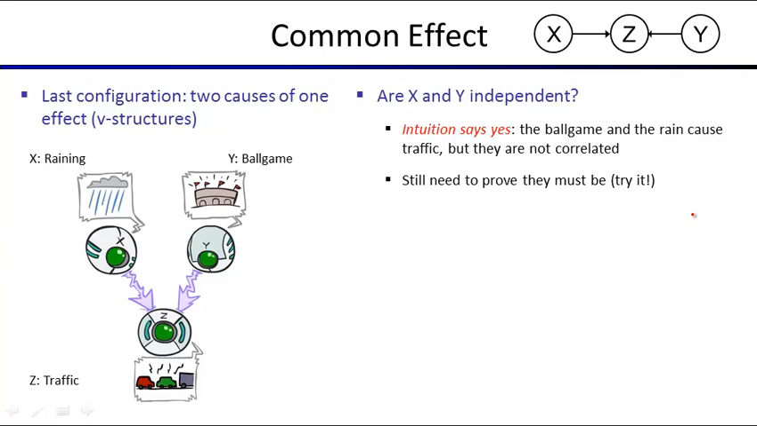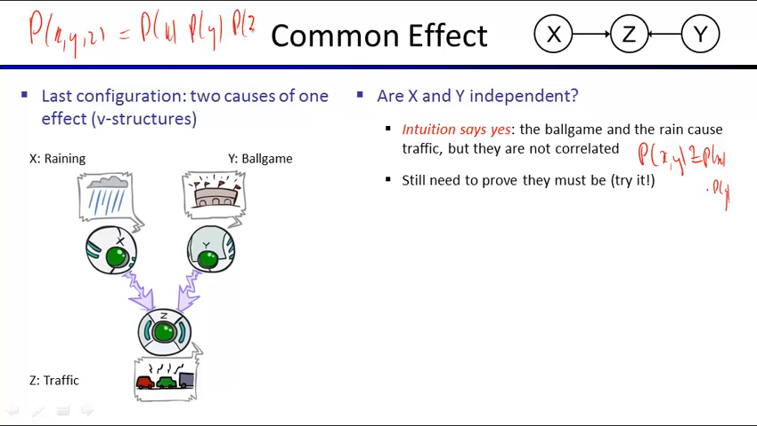How do you prove it? You go through the same kind of math we already did a couple of times. You start with P(x, y), and you somehow need to show that that is equal to P(x) times P(y), using just the fact that P(x, y, z) equals P(x) P(y) P(z) given x, y. It's not too hard to do. You can do it as an exercise.